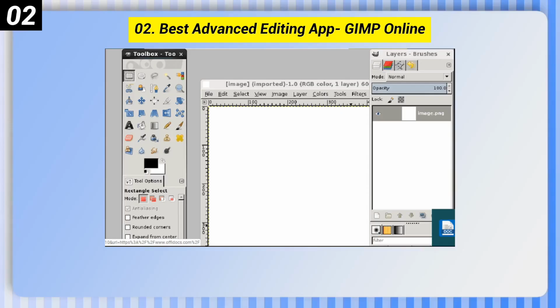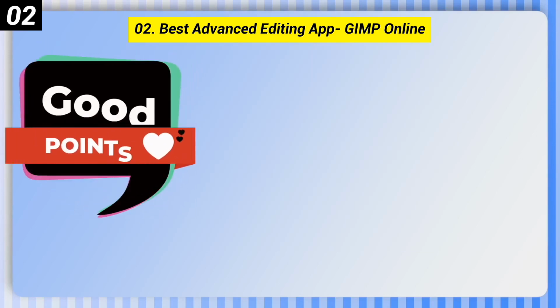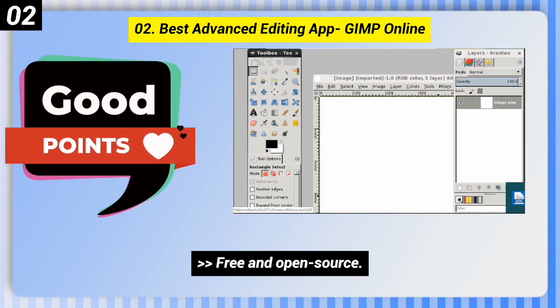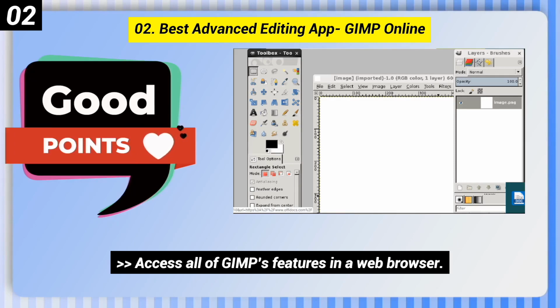Number 2. Best Advanced Editing App, GIMP Online. Here are some good points of this one. In-depth online tutorials on the GIMP website. Free and open source. Access all of GIMP's features in a web browser.